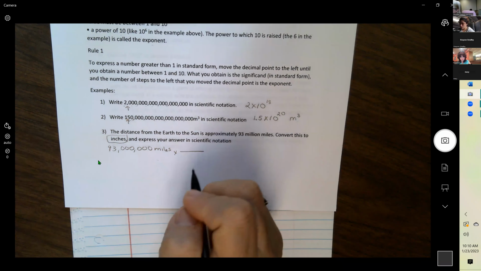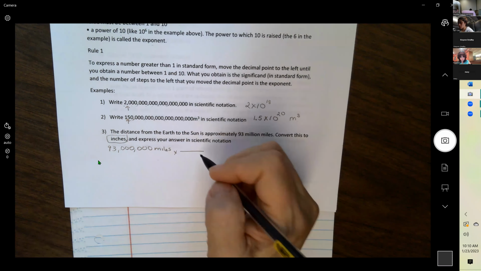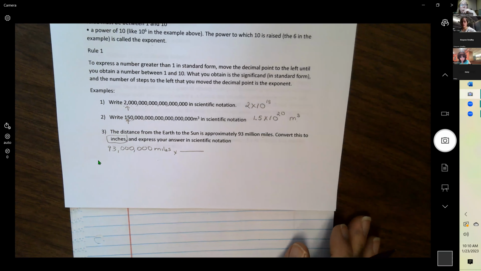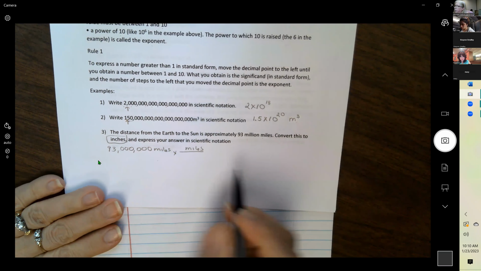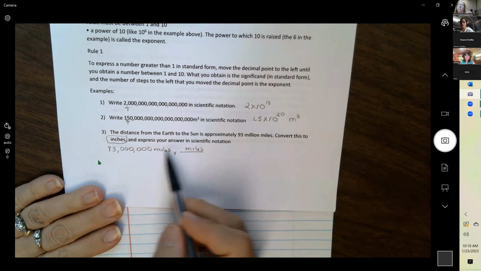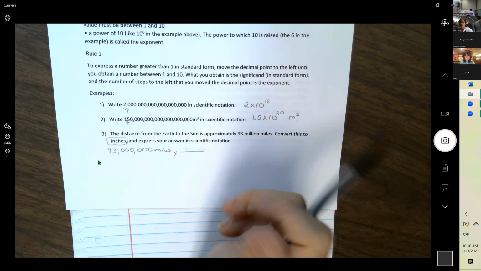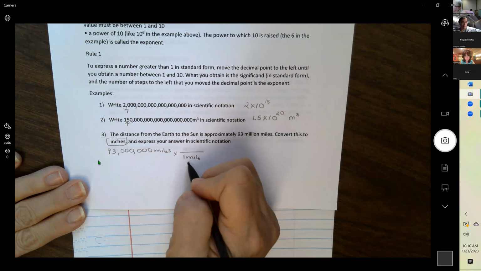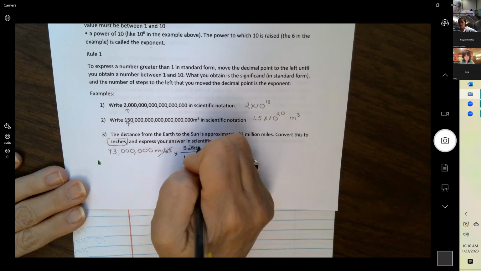Now, because we want the miles to cancel, should I put miles on top or bottom? Top. Notice if I put it on top, they're not going to cancel. So since the first one is on top, I need to put this one on the bottom. That way they will cancel. And then we have 5,280 feet.